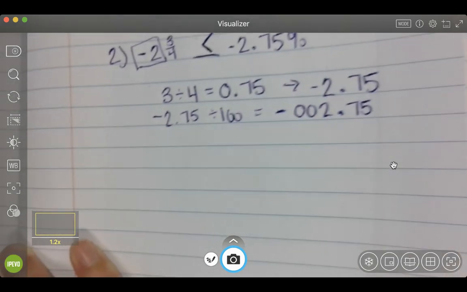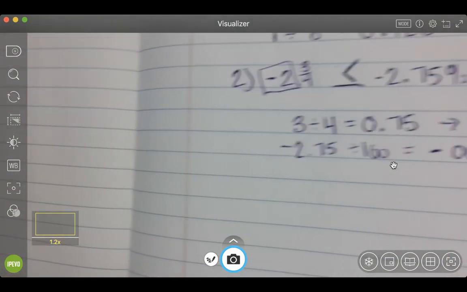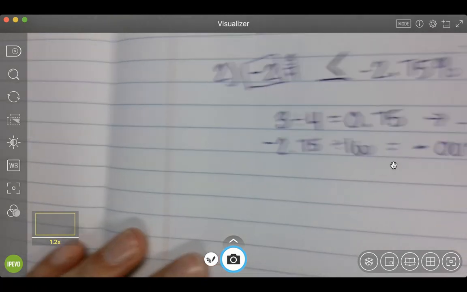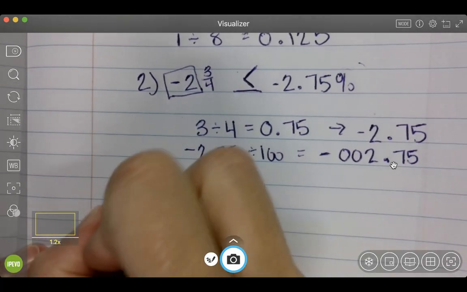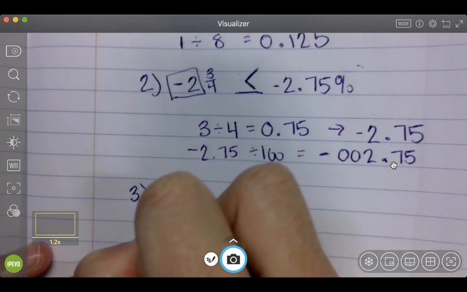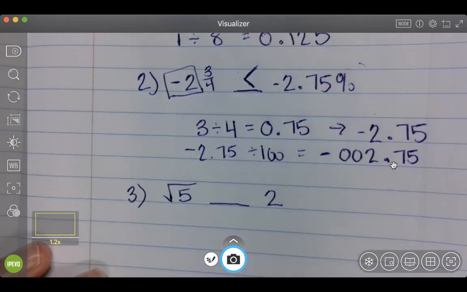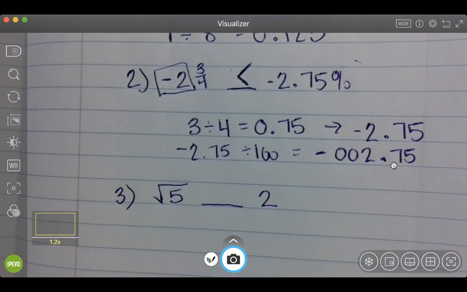All right, let's do another example. Example number 3. Let's look at the square root of 5 compared to the number 2.